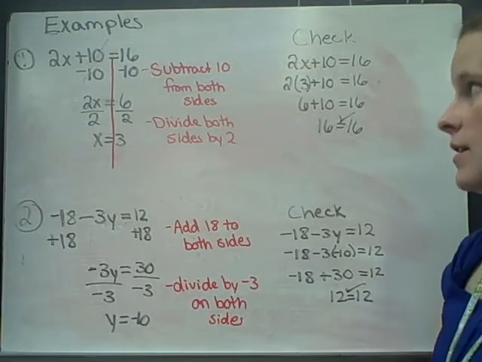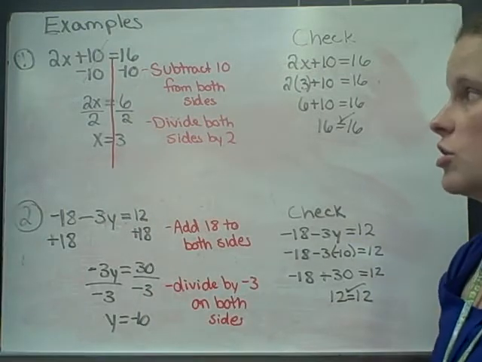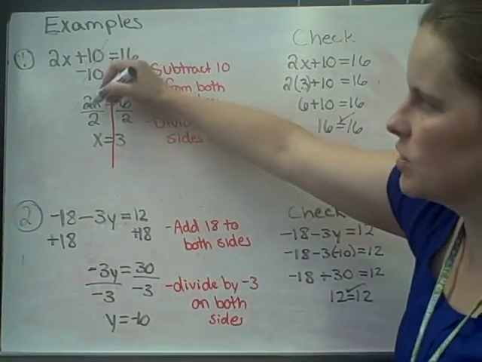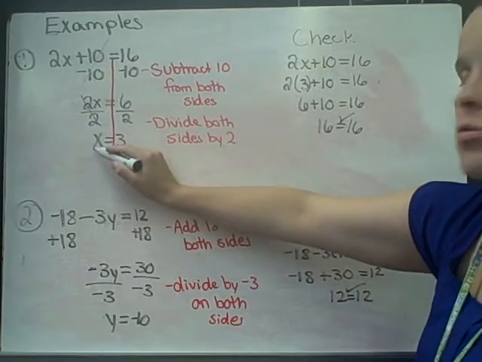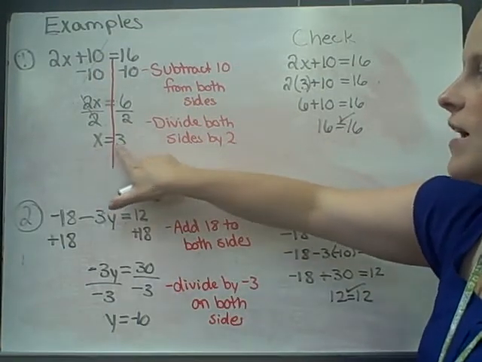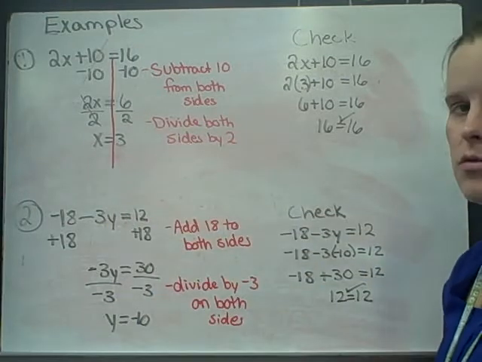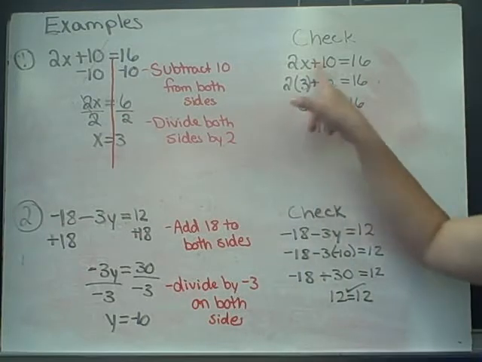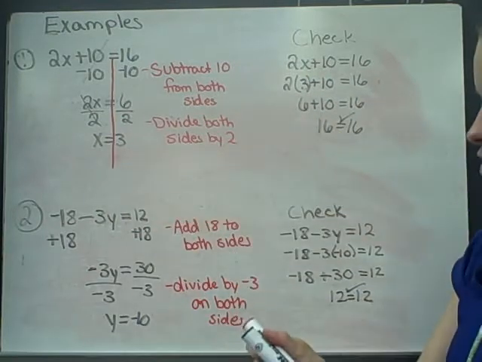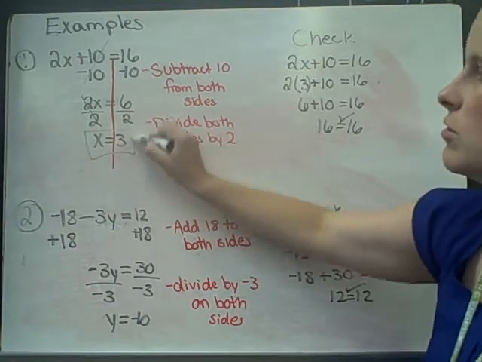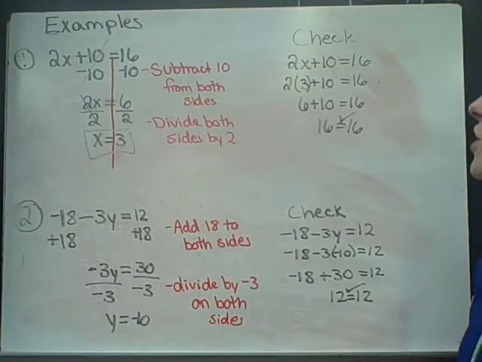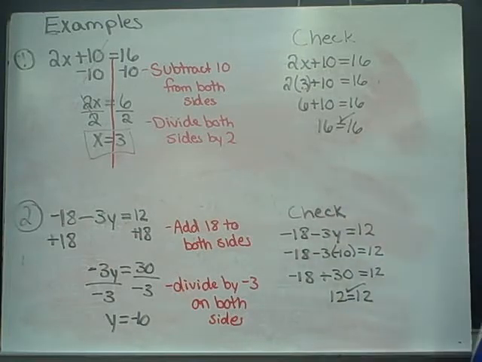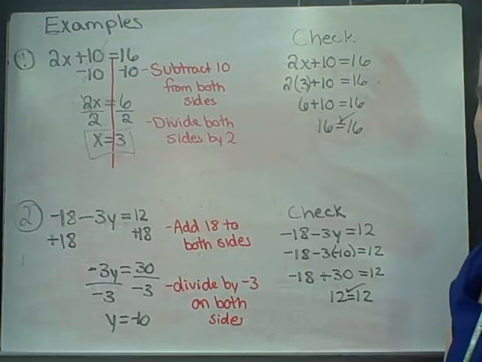Again, multiplication and division undo each other, so we are going to divide by 2 on both sides. 2 divided by 2 gives me 1, which is again what I want, because this would be a 1x. So we just have x equaling 6 divided by 2, which is 3. We can check our answer. Remember, you rewrite the equation and fill in your solution. So we would have 2 times 3 plus 10. 2 times 3 is 6, and 6 plus 10 does in fact equal 16. So I know that I am correct.